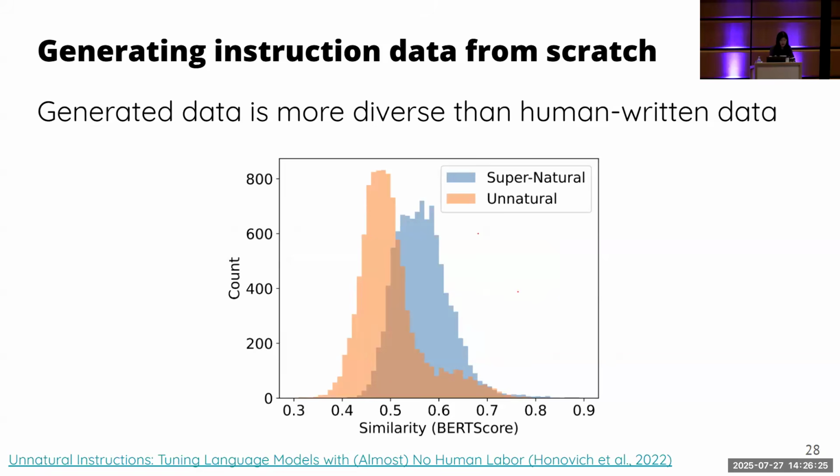The unnatural instructions authors also did diversity analysis of the generated data. They found that the generated data that they had produced from just a small set of seed examples was actually more diverse than human written data. So what this plot is showing is the average pairwise similarity. You just sample pairs of examples from the data set and calculate their similarity with BERTScore. And lower here means that it's less similar, so it's more diverse. And they found that unnatural instructions, which is the generated data, is more diverse than supernatural instructions, which was human written.